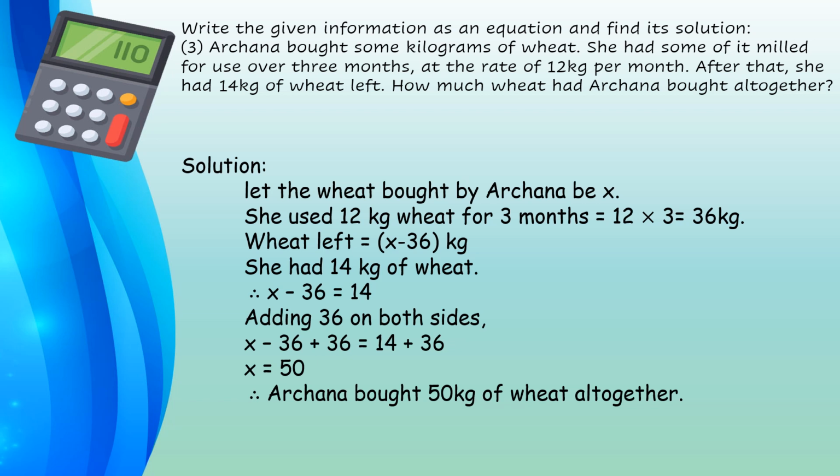Now, we cannot subtract 36 from X. So we will add it. Just put a plus on both sides. Adding 36 on both sides, we get X minus 36 plus 36 equals 14 plus 36. The value of X is 50. Now what is X? X is the wheat brought by Archana. So Archana bought 50 kilograms of wheat altogether.